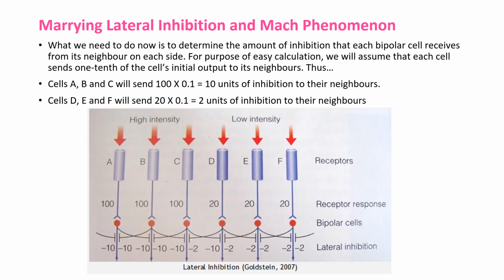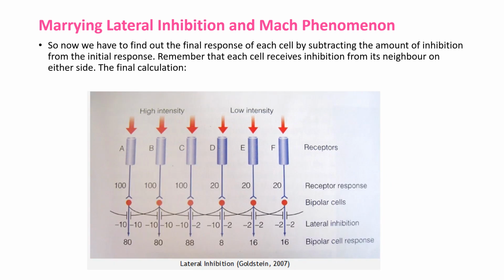What we need to do now is to determine the amount of inhibition that each bipolar cell receives from its neighbor on each side. For purposes of easy calculation, we will assume that each cell sends 1/10 of the cell's initial output to its neighbors. Thus, cells A, B and C will send 100 x 0.1 equals 10 units of inhibition to their neighbors. Cells D, E, and F will send 20 x 0.1 equals 2 units of inhibition to their neighbors.